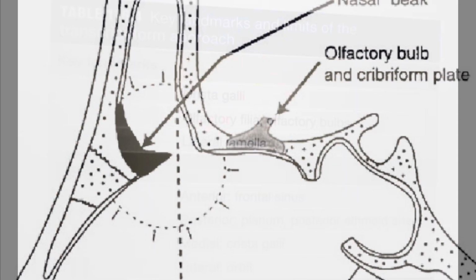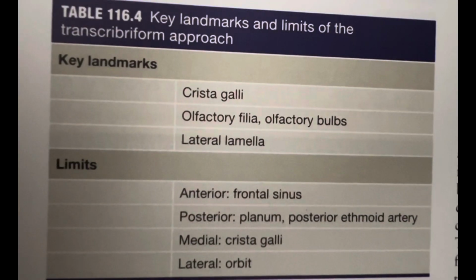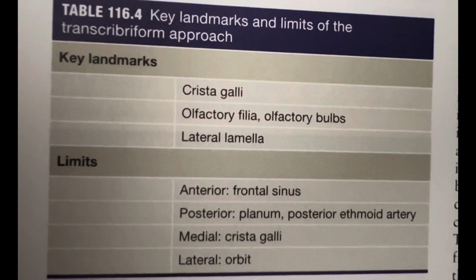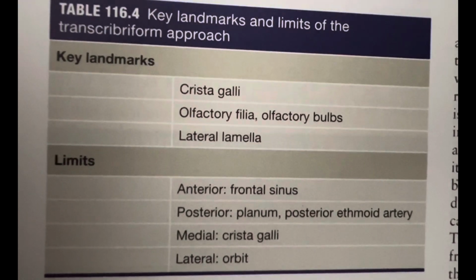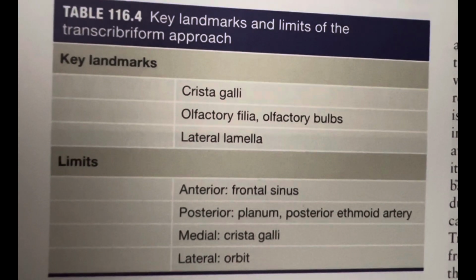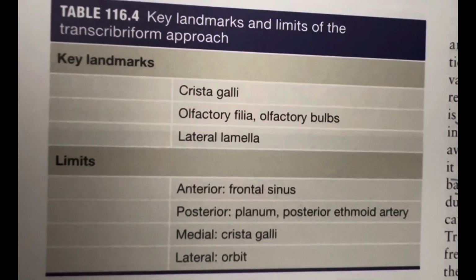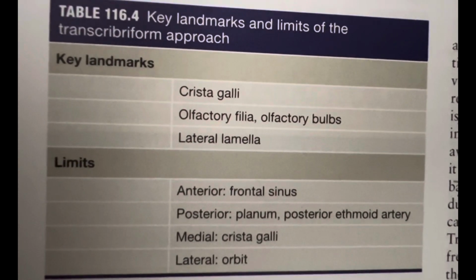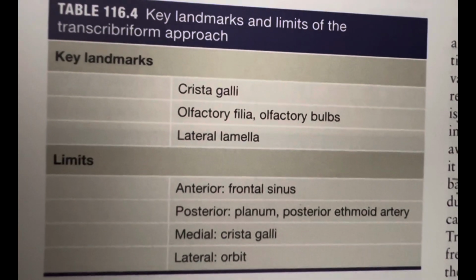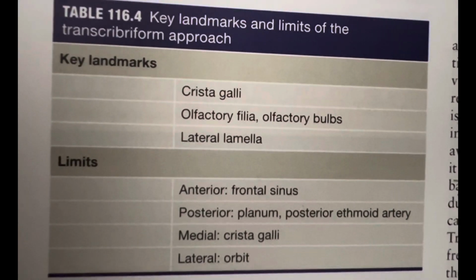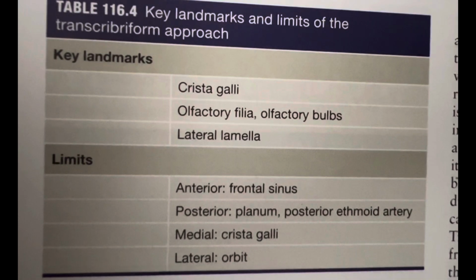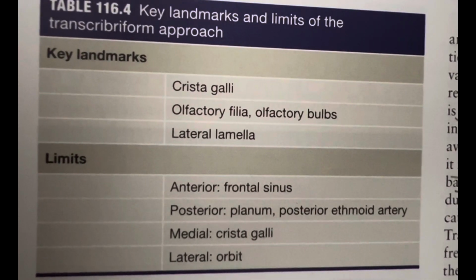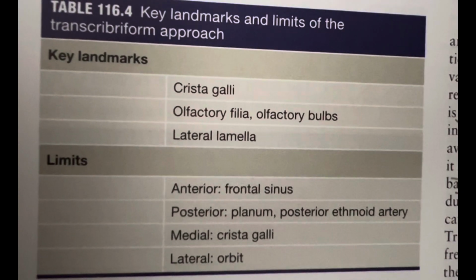The transcribriform approach provides access for tumors that arise from the cribriform plate area, such as olfactory neuroblastoma and olfactory groove meningioma. It is also a common site for meningoencephalocele with spontaneous CSF leak. Limits of this: anteriorly, the posterior table of the frontal sinus; posteriorly, the planum or posterior ethmoid artery; medially, the crista galli; and laterally, the orbit. These are the limits of this cribriform approach.